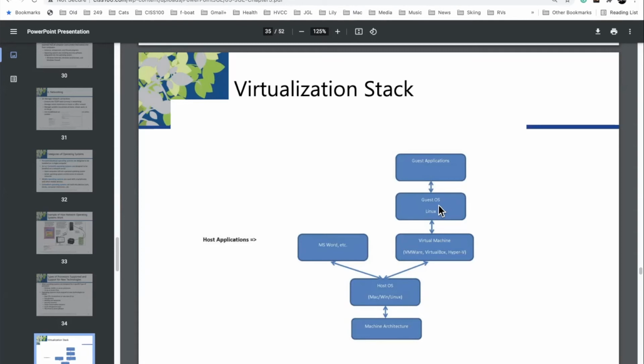But with virtualization, just as an example, on my Mac here, I'm running VMware. I'm running Windows 7, Windows 10, Windows XP. I'm running a few different distributions of Linux. So I have that in a single machine.